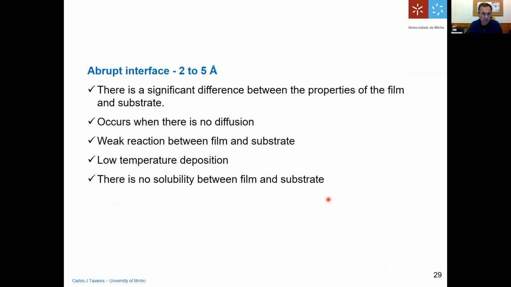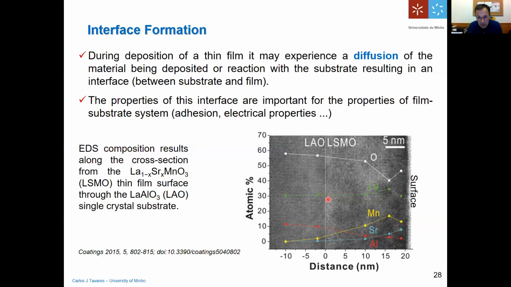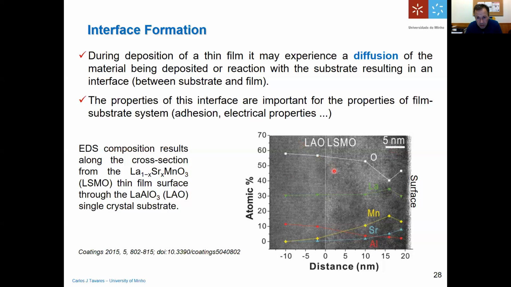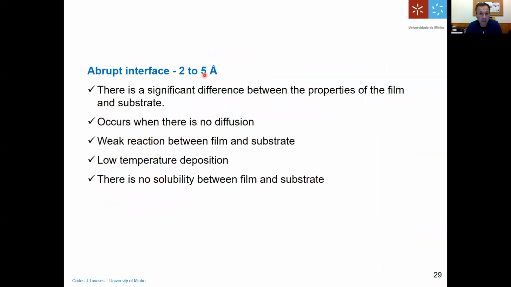So abrupt interfaces have to be quantified to be between 2 and 5 angstroms. Okay, so 5 nanometers is 50 angstroms. Because 1 angstrom is 10 to the minus 10 meter, and 1 nanometer is 10 to the minus 9 meter. So this bar here is 50 angstrom. So 50 angstrom is from here to here. But for the interface to qualify as an abrupt interface, its width cannot be bigger than 2 to 5 angstroms.